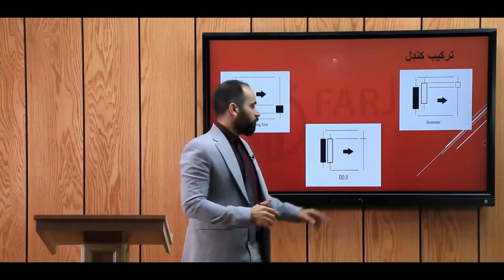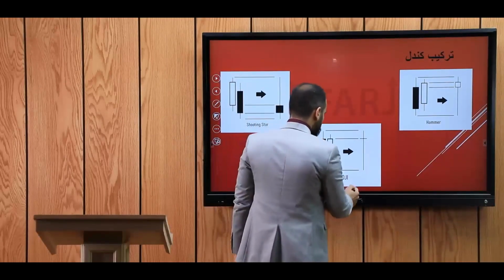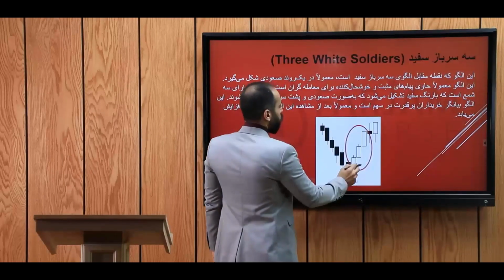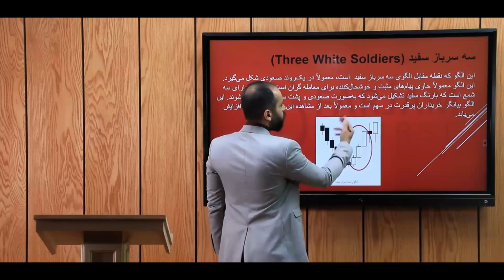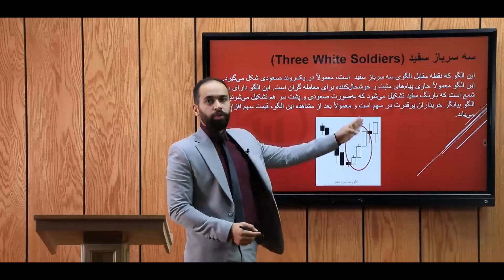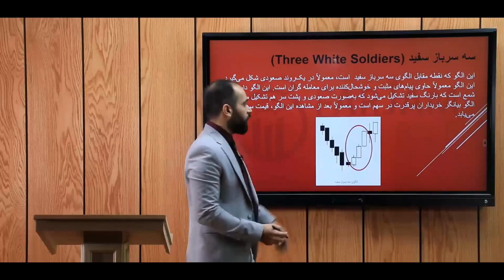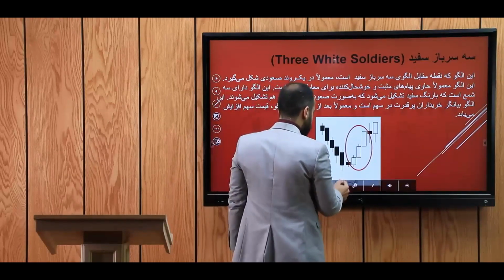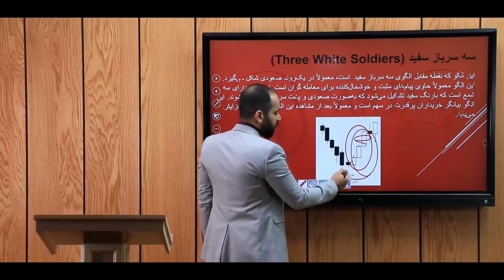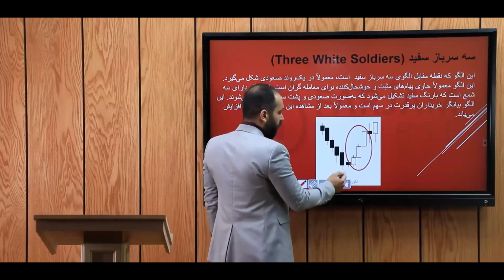And with the definitions we had, for example, we would say here we had a three white soldiers pattern. And we would say at the end of a downtrend, we expect a bullish move. What does that mean? Now, using the candlestick combination rule, we know what this is. We would look at how many candlesticks this is. Bullish reversal.